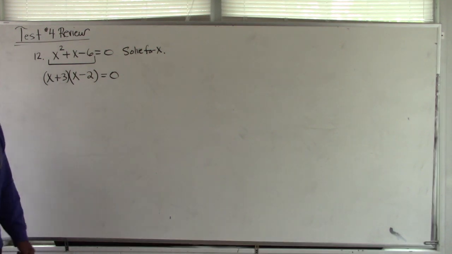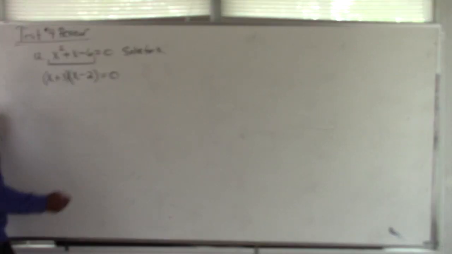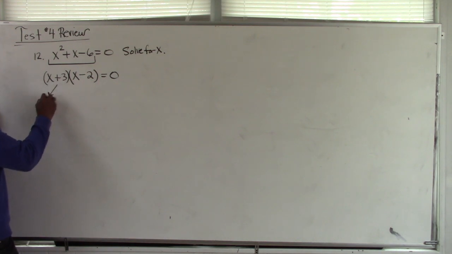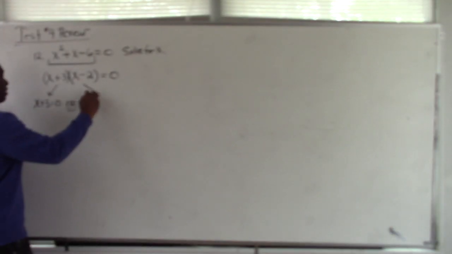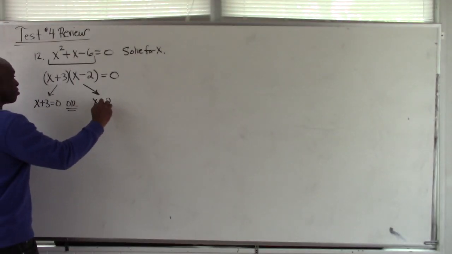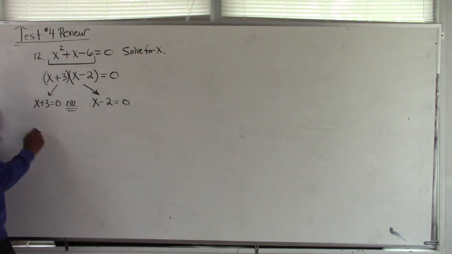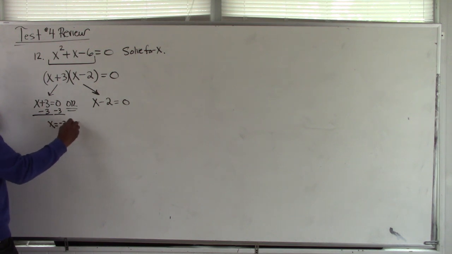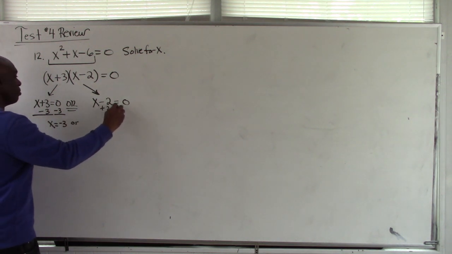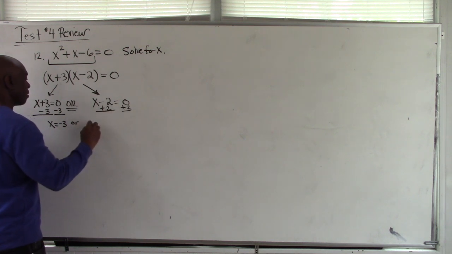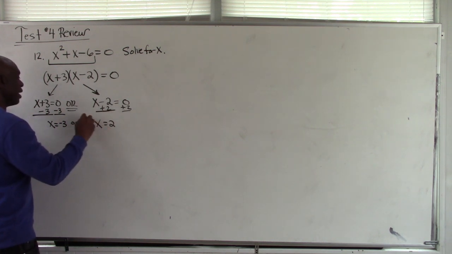That's how it factors. Now just solve each factor. So solve this factor here: x plus 3 is 0. Or, now solve this factor here: x minus 2 is 0. Solve it. Subtract 3, subtract 3. So x equals negative 3. Or add 2, x equals positive 2, and you're done.